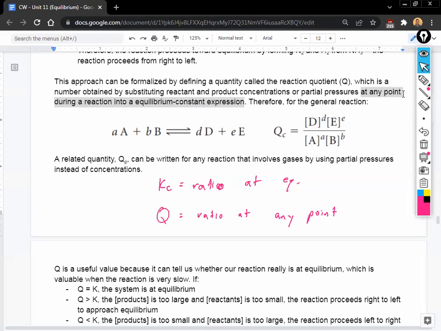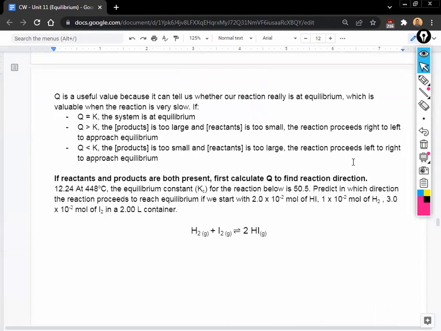Q is very useful because it can tell us whether our system is really at equilibrium or if the reaction is really slow. Some chemical reactions take a super long time to take place. For example, when I was in college, one of our organic chemistry labs was a 4-hour section. We met twice a week for 4 hours just for the lab, and the reason it's so long is because some of the reactions take a long time.